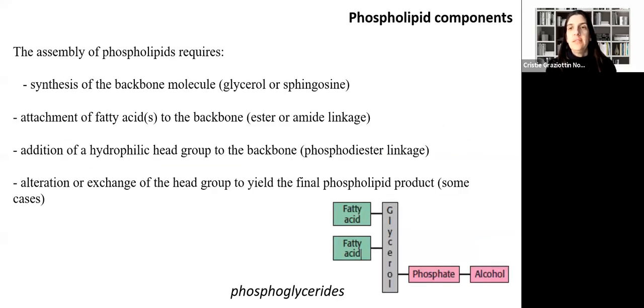So if you want to synthesize phospholipid, what do we need? We need the synthesis of a backbone molecule that can be glycerol or sphingosine. We need the attachment of fatty acids to this backbone. Here we have the glycerol, here we have the fatty acids. Then we need the addition of a hydrophilic head group to the backbone, and the alteration or exchange of the head group throughout the final phospholipid product.